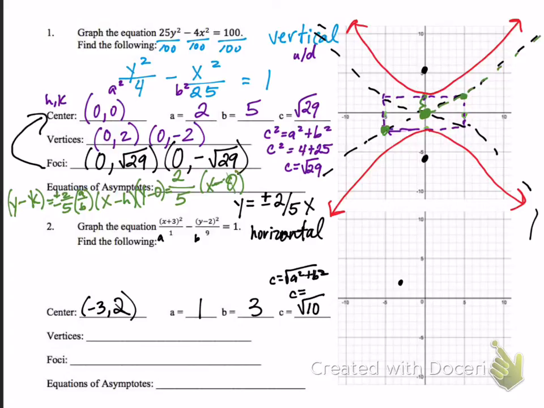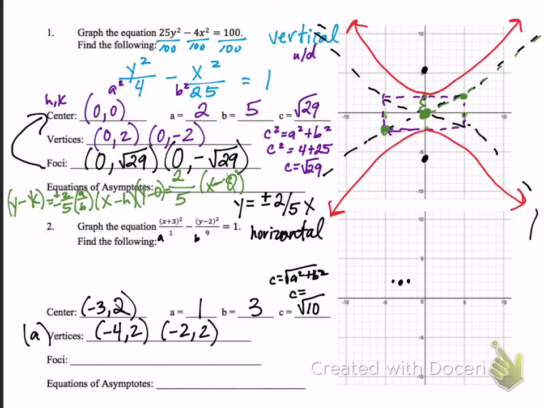And so since it's a horizontal, that means I'm going to go left and right 1. And I know that because my A is under the X. So X means left, right, Y means up, down. So I'm going to go left 1, and I'm going to go right 1. And the ordered pairs of those would be my vertices, because vertices always go with A. So my vertices are, what are the ordered pairs of those numbers? -4, 2, and -2, 2.